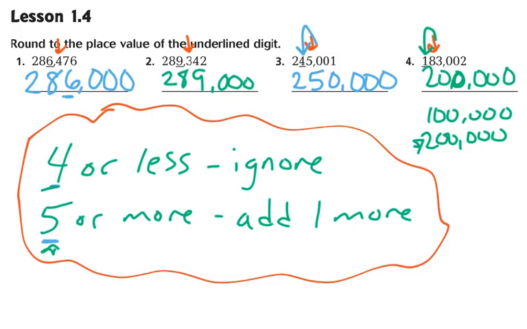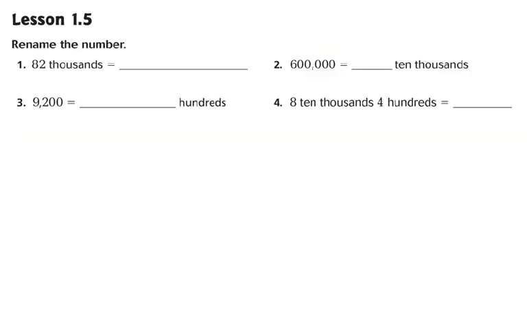Okay? Be careful when you're rounding. Always use these rules on the neighbor, not the underlined digit. Alright, now renaming numbers was also tricky. Renaming numbers was tricky because we had to think about our numbers differently.